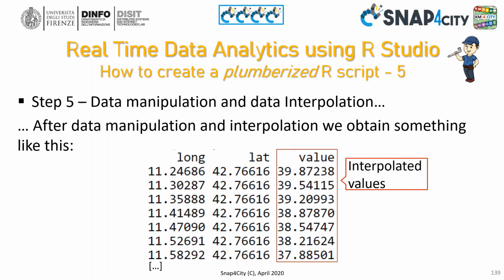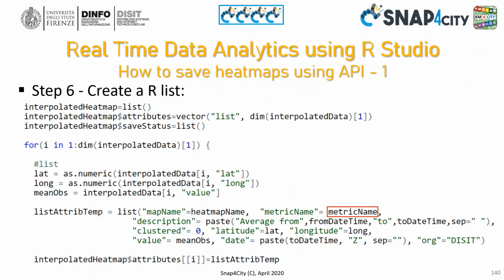So, after a data manipulation and interpolation part, we obtain something like this. This is an interpolated matrix with a column with longitude, a column with latitude, and a column with the interpolated values. Now, we want to save, using APIs, all these values. To do this, we need to create an R list to save the data using API.